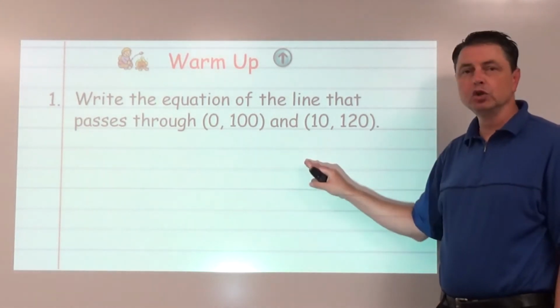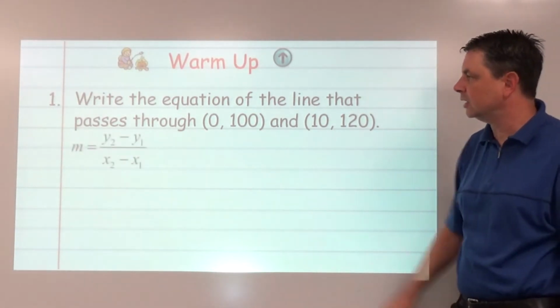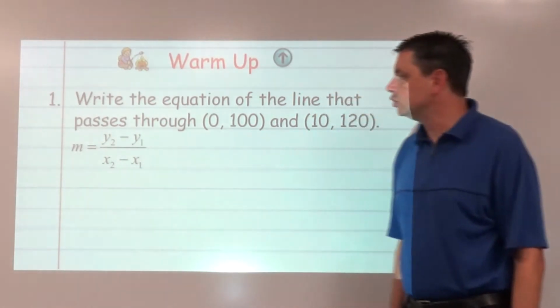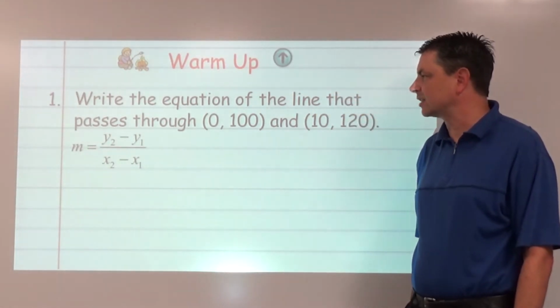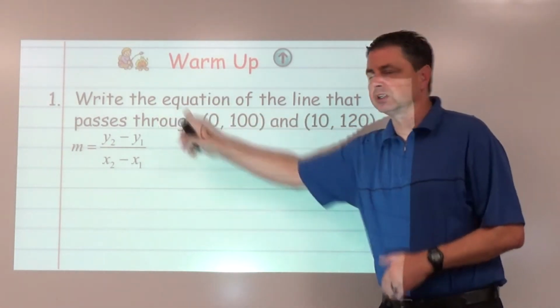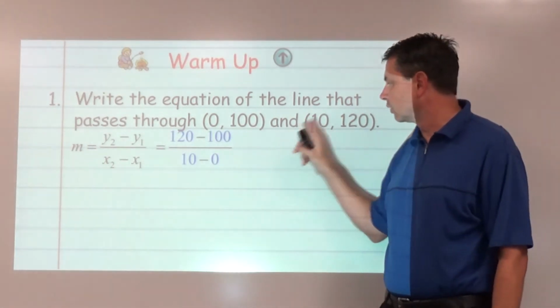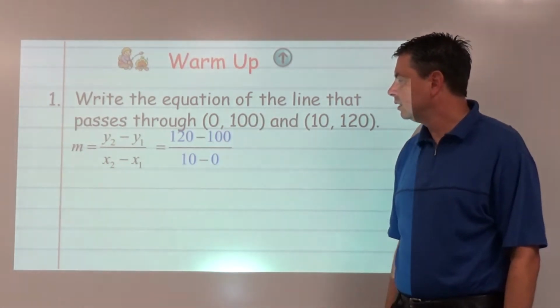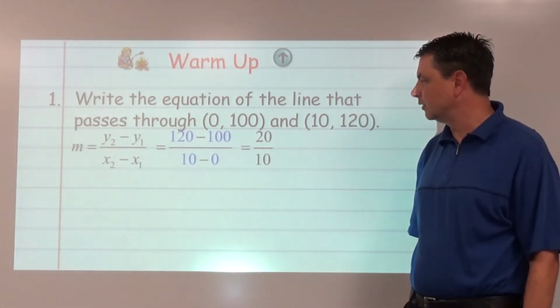All right, since we have 2 points, we'll use the 2-point formula, also known as the slope formula. m equals y2 minus y1 over x2 minus x1. Make sure your y coordinates are on top. 120 minus 100 over 10 minus 0. We get 20 divided by 10, and that gives us a slope of 2.